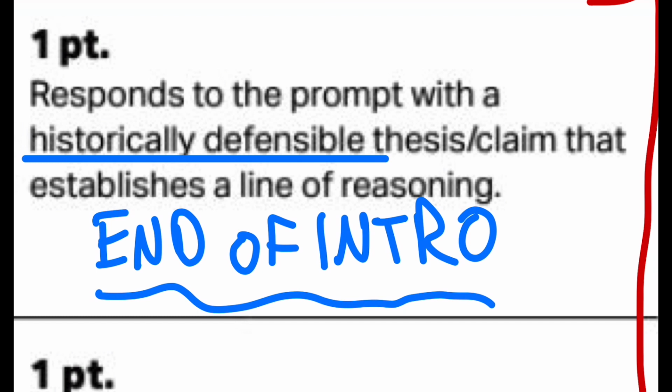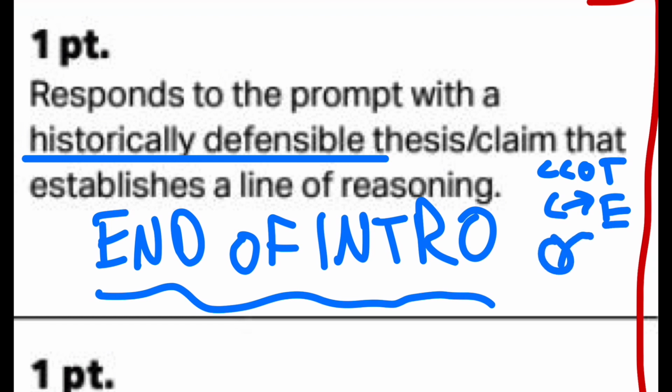In terms of a line of reasoning, it's talking about, are you covering continuity and change? Are you covering cause and effect? Or are you covering similarities and differences, like with that little Venn diagram there? Okay, so you need to respond to the question and answer the question with a claim that you can actually prove.